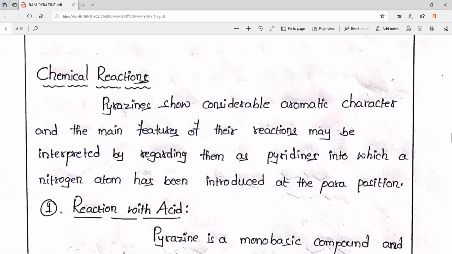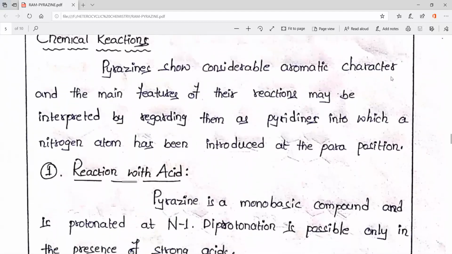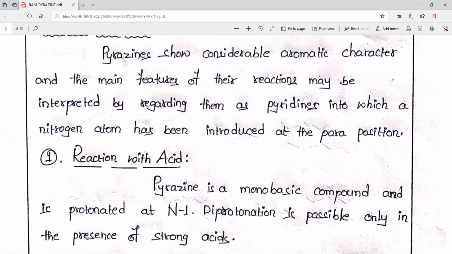So coming to the chemical reactions, pyrazines are aromatic in nature, and the main features of their reactions may be interpreted by regarding them as pyridines into which a nitrogen atom has been introduced at the para position. So they resemble pyridine in their reactions. Pyrazines behave as aromatic compounds and resemble pyridine in their reactivity.